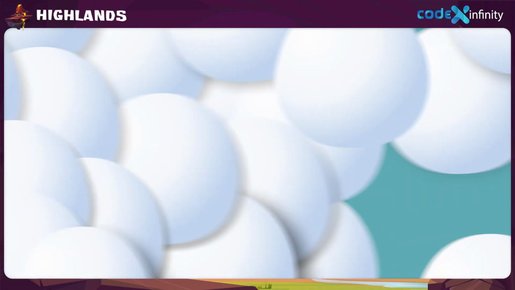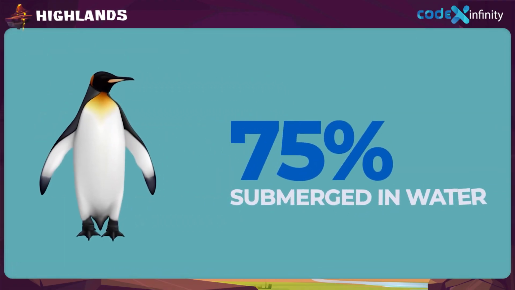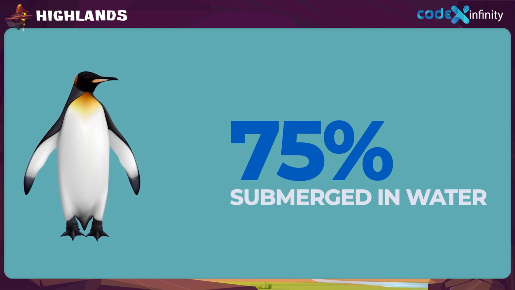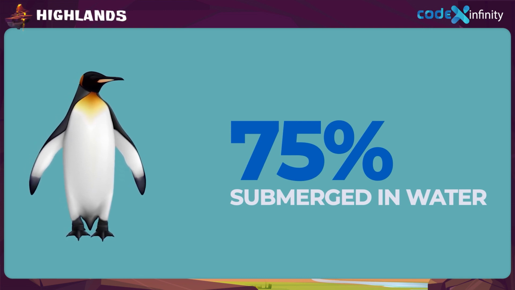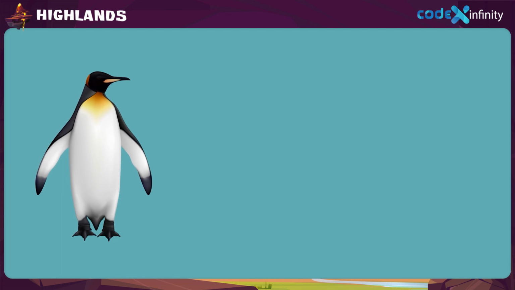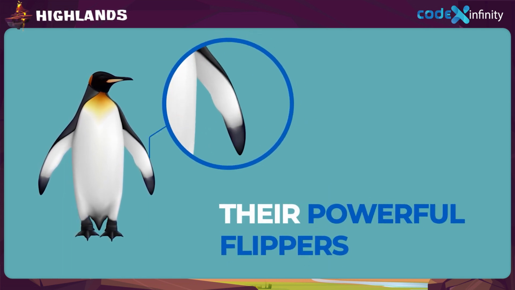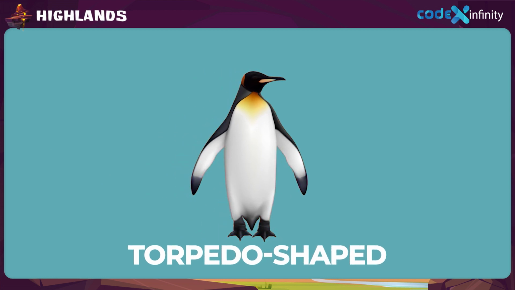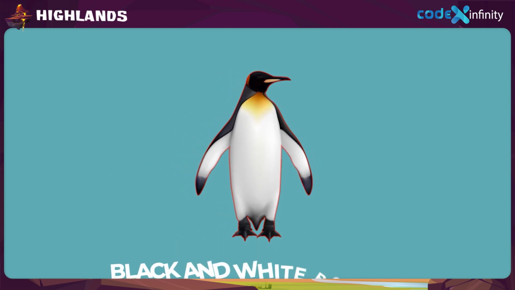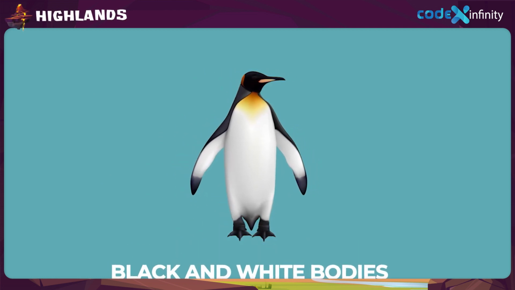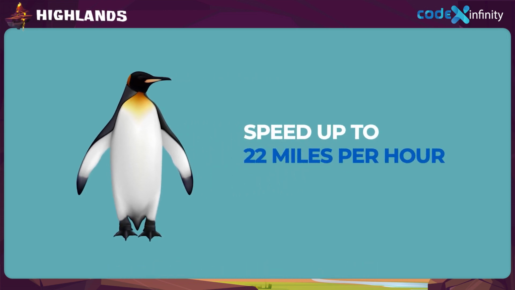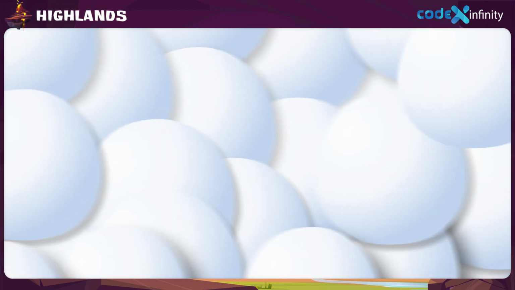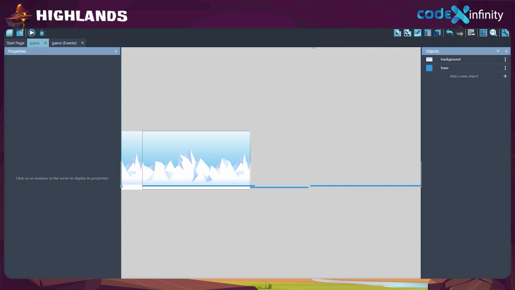Did you know that penguins spend up to 75% of their lives submerged in water? They are birds designed to be efficient in the water. Their powerful flippers and torpedo-shaped bodies propel them through the water, while their black and white bodies conceal them. They can swim at speeds of up to 22 miles per hour. But here, we don't have any water for Mickey to swim.